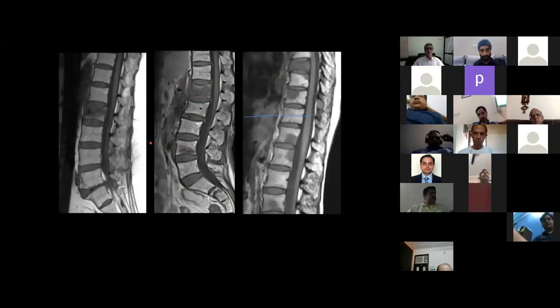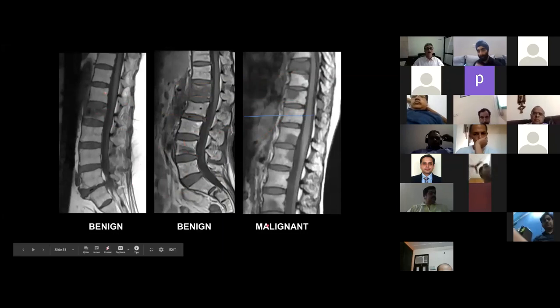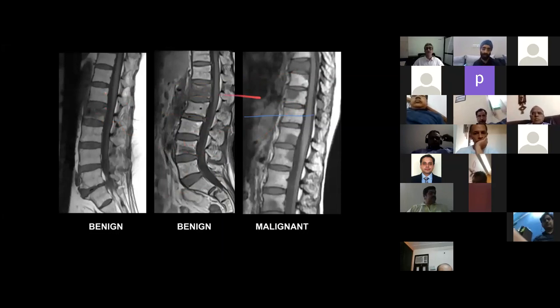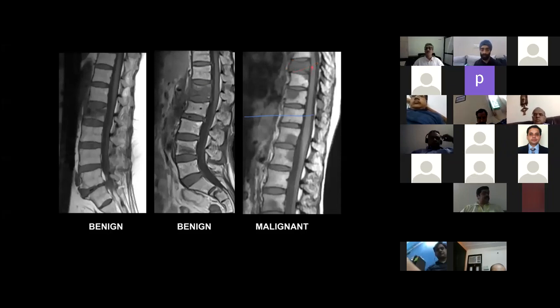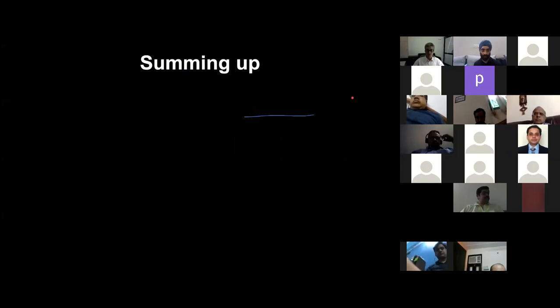This image I have kept to show the difference between benign and malignant collapse. In cases of benign collapse, we will always be able to see some residual fat. But if this is a malignant collapse, there will be complete replacement of the marrow with convex margins. So if we are able to see convex margins and complete replacement of the marrow in a compressed vertebral body, it is most likely a malignant collapse.